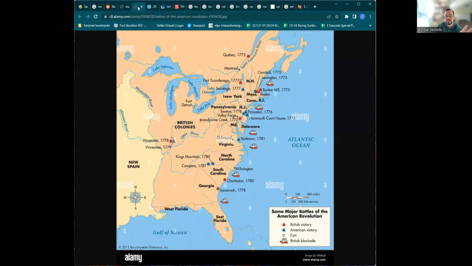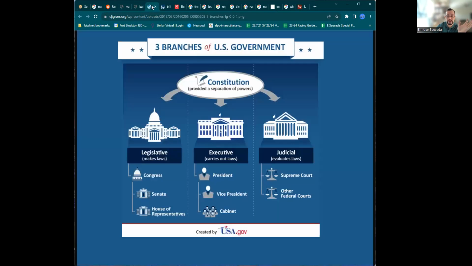Another map of the revolution, major battles. I gave you a handful of them, literally 2 or 3. That's it. But then we create our constitution after the articles fail. The legislative branch creates the laws. Here we go. They make the laws. They have the House and the Senate.